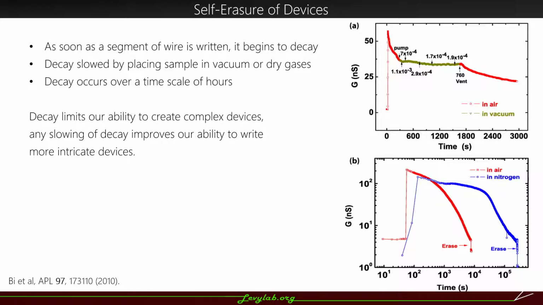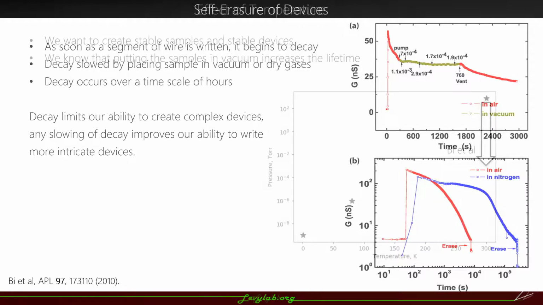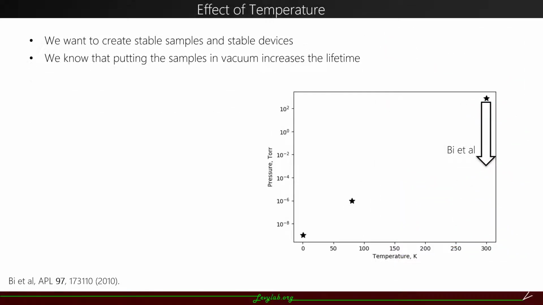So we see that we can slow this decay by placing the sample in a vacuum, and we know that the decay occurs over a timescale of hours. However, it's worth noting that this decay limits our ability to create complex devices. When we slow this decay, we can create the more complex devices, and these complex devices allow us to measure more interesting effects of the LaO system. So we want to create more stable samples and stable devices.